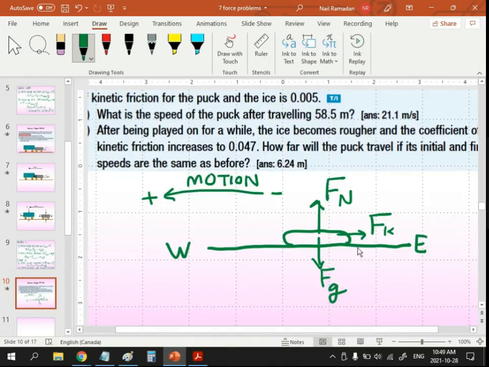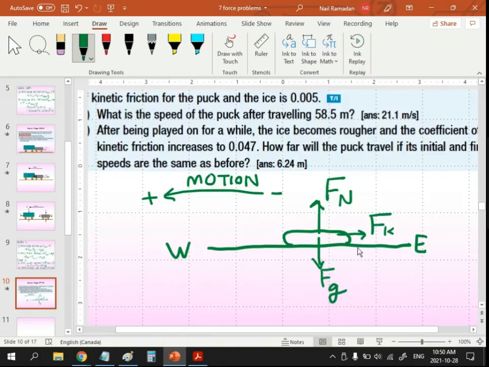There's no applied force in the whole problem. Okay, let's do the analysis. Is there any motion on the y-axis? Is this puck ever mentioned to jump up or sink down? So what can you tell about those two forces?